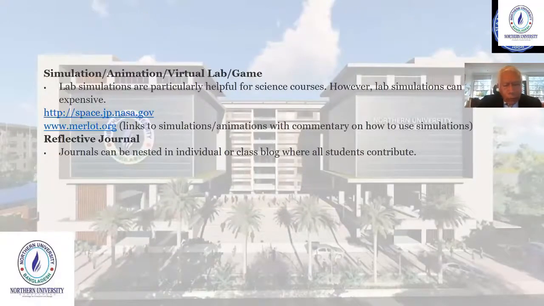Yeah, simulation, I don't use that very much because it still is kind of expensive. I have used simulation in the past when they gave me the pilot versions, and then the reflective journal, as I told you, I have used it. So I think that's basically it.